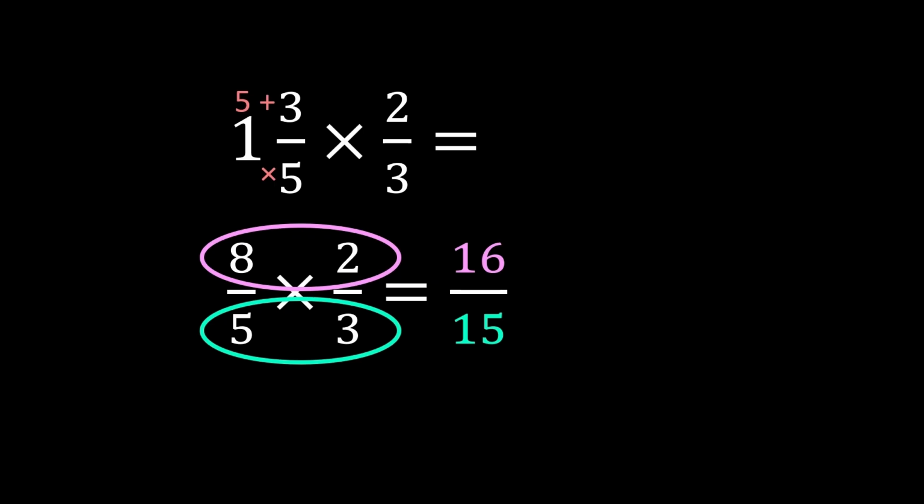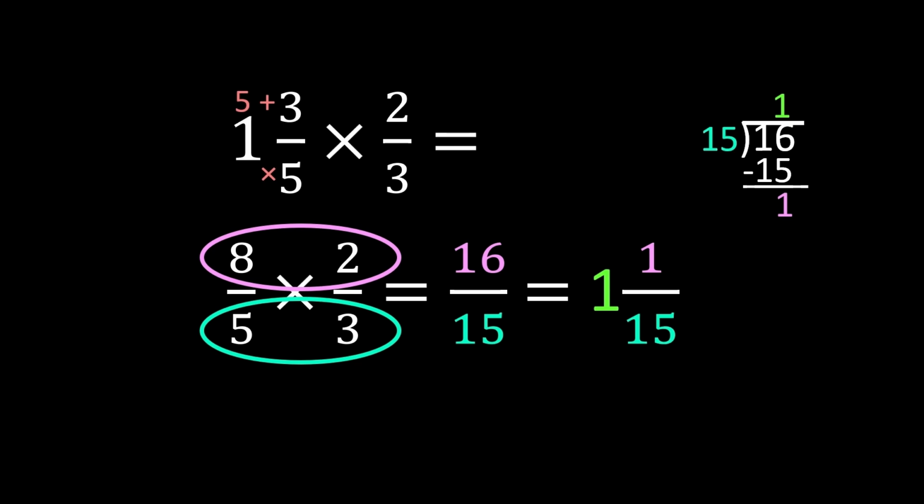16/15 is an improper fraction, so we'll need to turn it into a mixed number. We do that by dividing the numerator by the denominator, so 16 divided by 15. And 15 goes into 16 one time. 1 times 15 is 15, and 16 minus 15 is 1. So the quotient, 1, becomes our whole number. The remainder of 1 becomes the numerator, and the denominator of 15 remains the same. 1 3/5 times 2/3 equals 1 1/15.